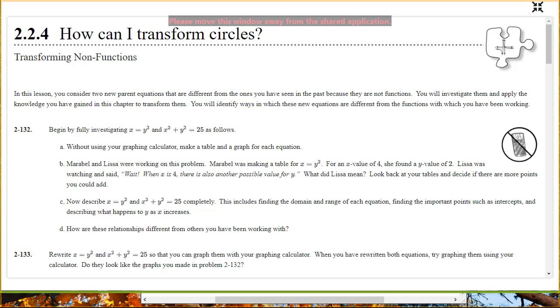All right, so today we're gonna look at some circles and how circle equations work and how we can manipulate or move circles around. So they want us to begin by investigating x equals y squared and x squared plus y squared equals 25. So we're gonna work on that. I'm gonna flip the screen and we're gonna solve that baby for y, and then we can probably open up Desmos and see how those actually look and see if we can come up with a commonality of how circles work.